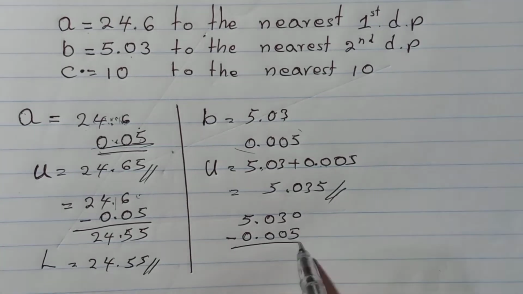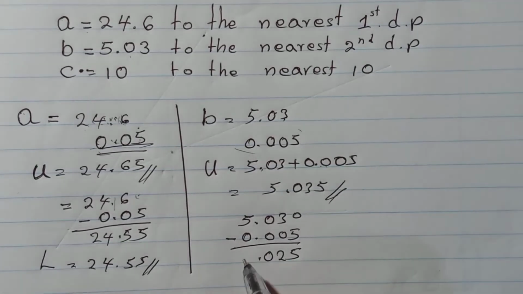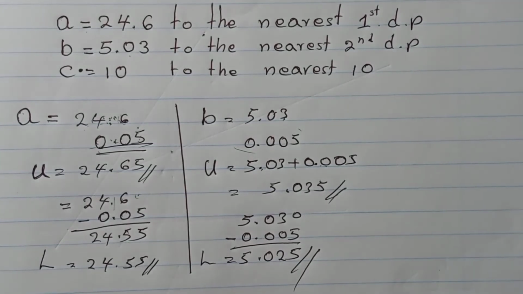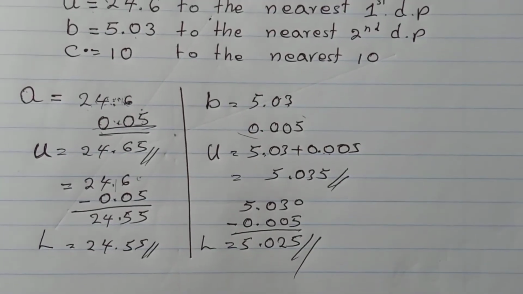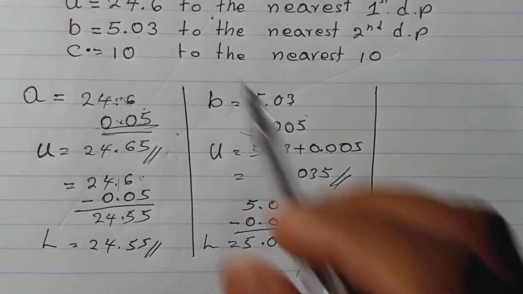10 minus 5 means 5. And here 2, and here 0, and here 5. So this is the lower bound for B. I found the lower bound of B. Now let's find the upper bound and lower bound of 10.